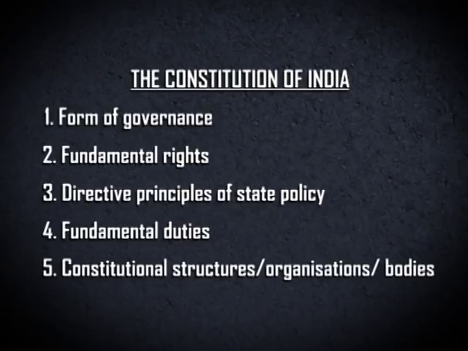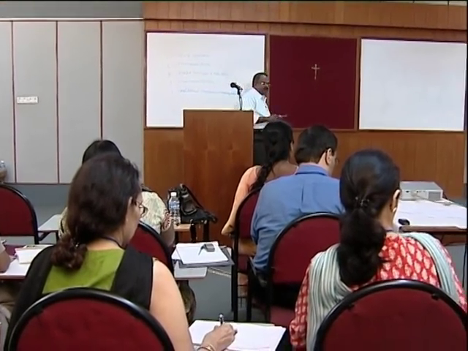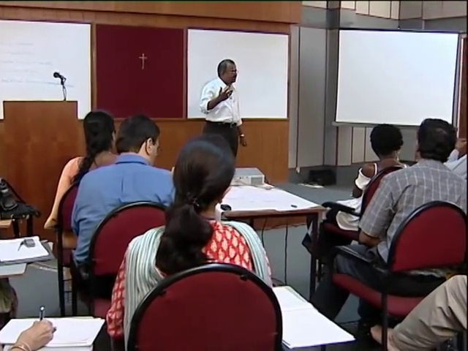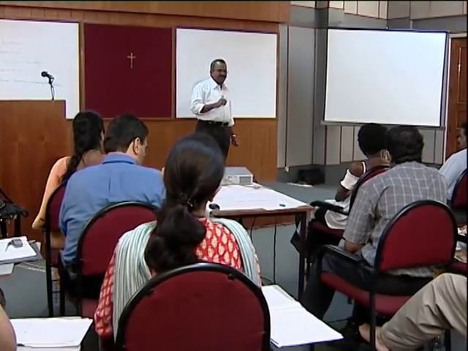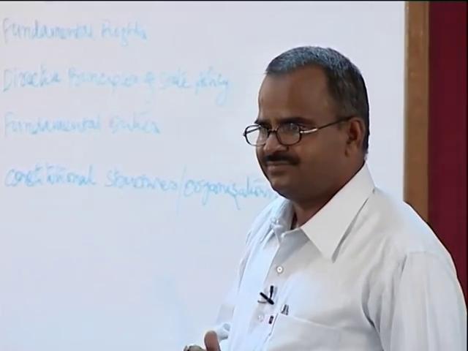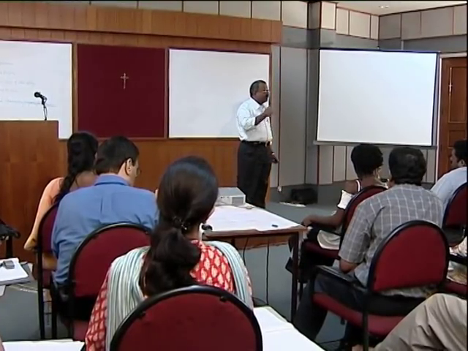And finally, I think this is one area which we need to know very, very clearly about the Constitution. That is, constitutional structures or organizations or bodies like the Planning Commission. We need to know what a planning commission is and what kind of responsibility it shoulders. Similarly, the Finance Commission or various other bodies which are created for the purpose of the welfare of the people. National Minorities Commission, National Women's Commission, National Children Commission. What are these bodies? For what purpose have they been created?